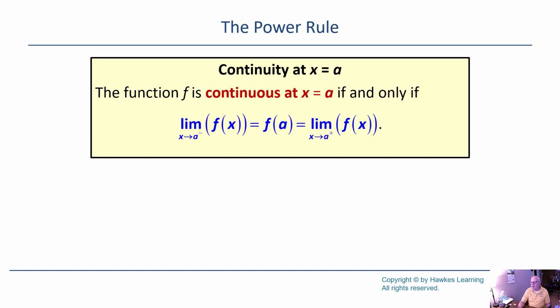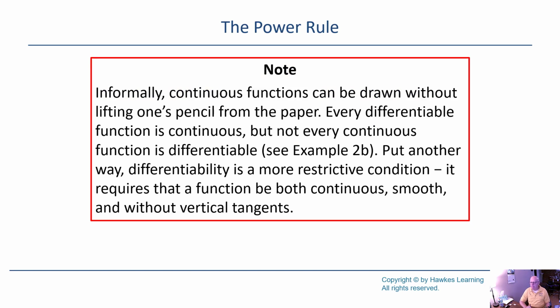So continuity at x equals a, how could we define it? Well, it's pretty simple. Remember our limits. We have left-handed limits, we have right-handed limits. Check for the left-hand limit, check for the right-hand limit. If it equals the function value at a, if all those three are equal, then we've got continuity at x equals a. Just a reminder, continuous functions mean if we're using a pencil to draw our picture, then we can draw it without lifting the pencil from the paper.